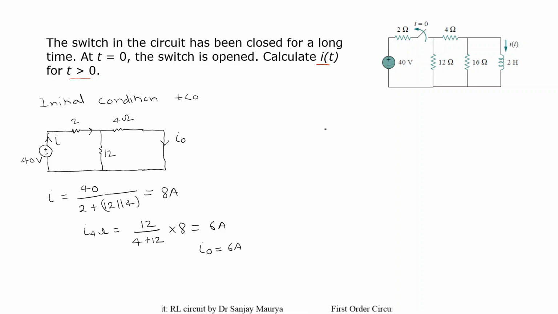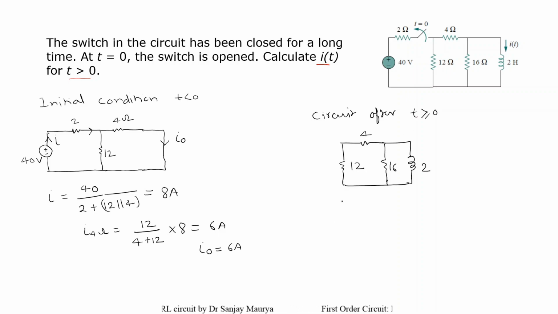Now the next stage is to determine the time constant. So I am going to redraw the circuit when the switch is open. At the time of opening this switch, this 40 volt and 2 ohm resistance will not be in the picture. Circuit after t greater than or equal to 0. So in this circuit I have left out the 40 volt and 2 ohm resistances.